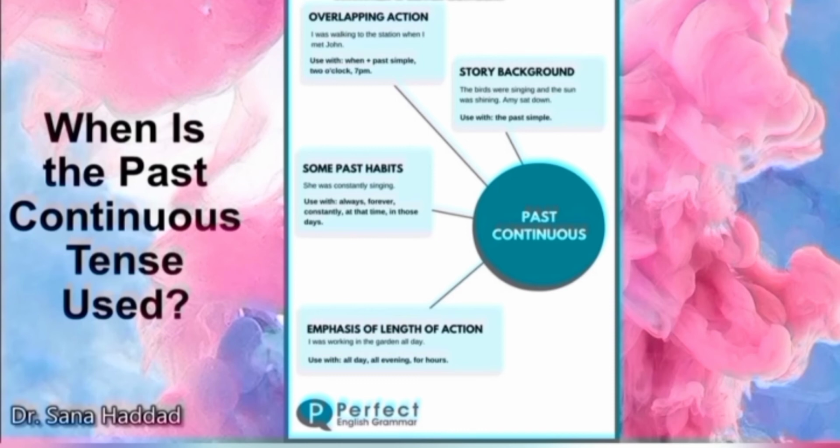The past continuous is also used with some past habits. For example, she was constantly singing. You can use it with always, forever, constantly, at that time, and in those days. The past continuous can also be used to emphasize the length of an action. For example, I was working in the garden all day. You can use it with all day, all evening, and for hours.